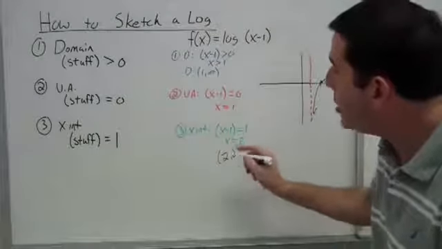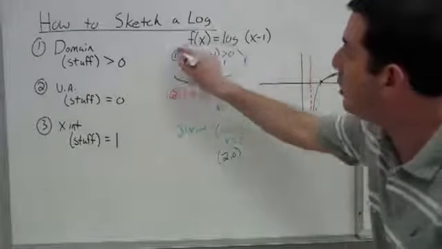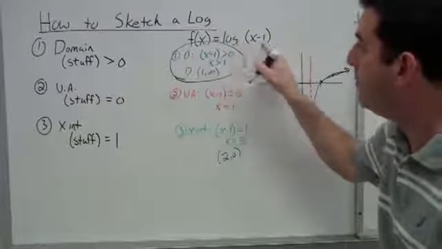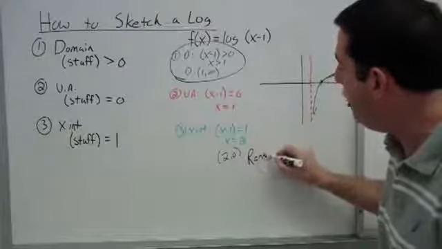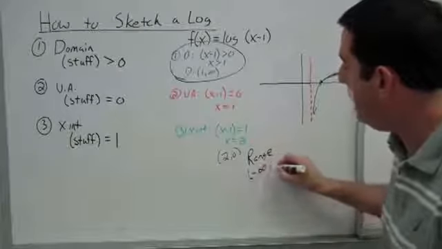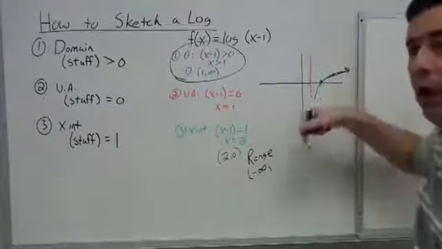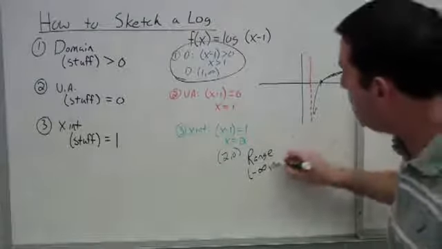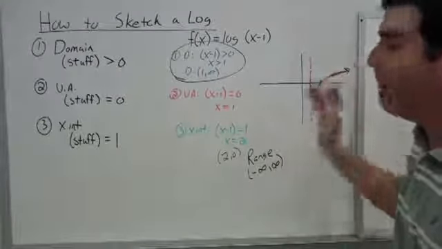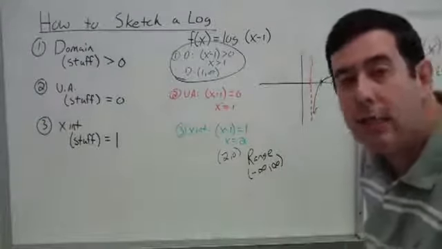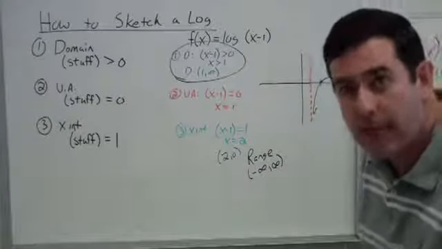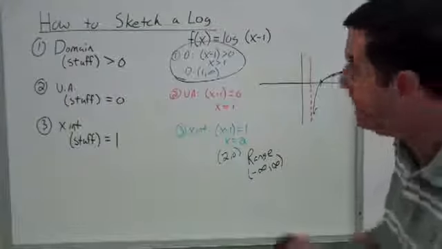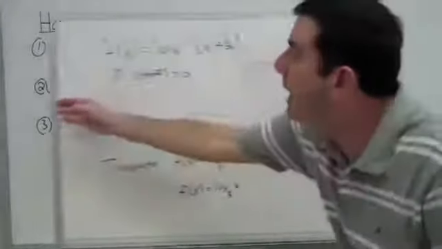So now the domain we said was restricted, the stuff in parentheses greater than 0. The range of this though, the lowest y, there's not one, it's going forever down. The highest y, it's going forever up. It's increasing slowly, but it does go forever up. So the range is from negative infinity to positive infinity. Let's look at a few more examples.